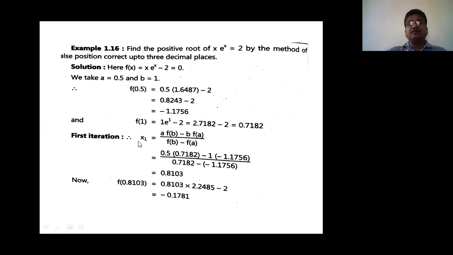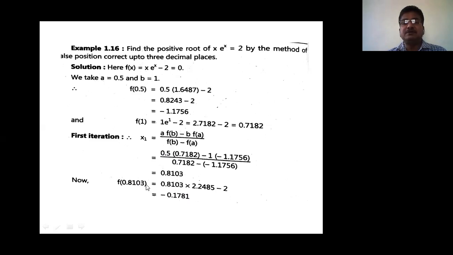Okay. And then first iteration, x1 is equal to, what is the formula? A f of B minus B f of A divided by f of B minus f of A. So substitute the values of A and B and f of A and f of B. We have this answer. And then at this point, what is the value of the function f(x)? It is negative. So at 0.5 the value is negative, and so the root does not lie between 0.5 and this 0.8103.